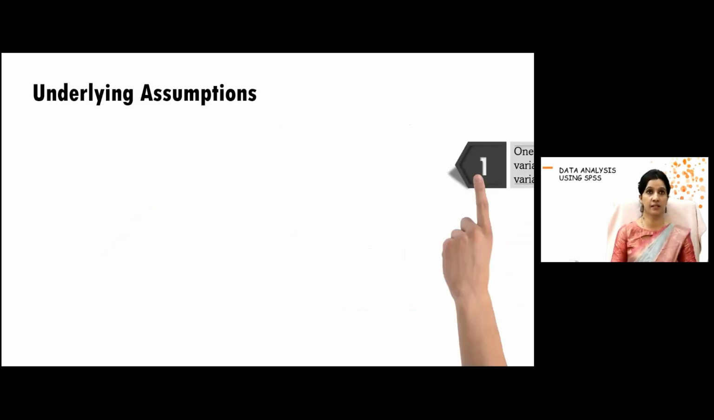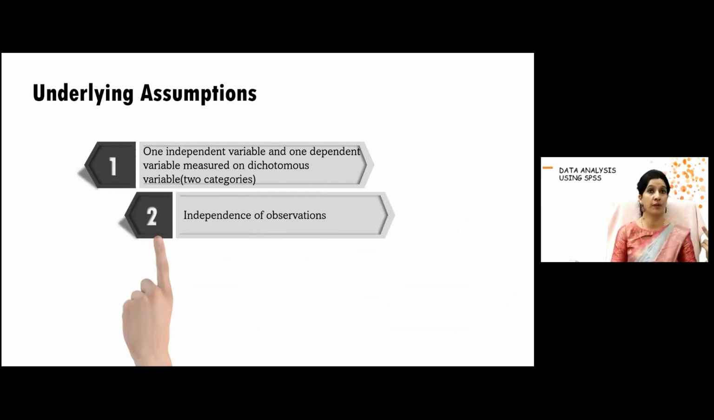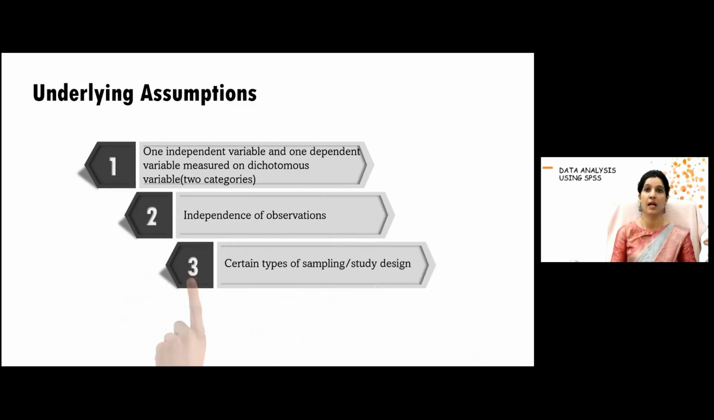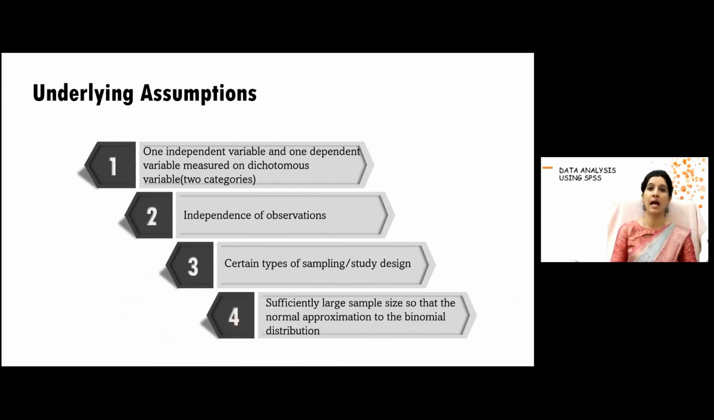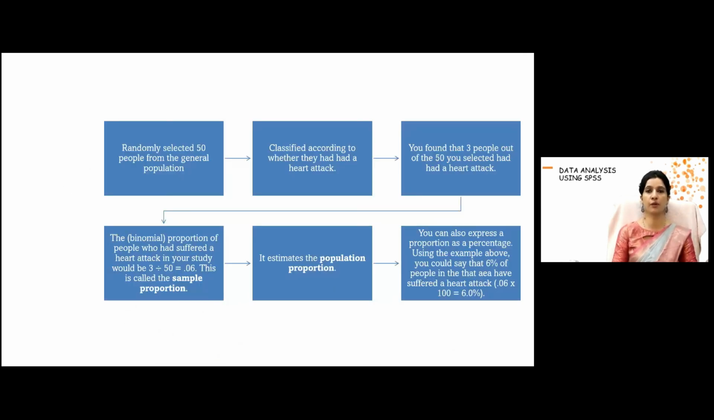So what are the underlying assumptions? There would be one independent variable and one dependent variable, but both will be measured as dichotomous. So there should be only two categories of both the variables. There should be independence of observation, like we have seen with the chi-square test of association and chi-square test of goodness of fit. It is suitable for the cross-sectional study design, and the minimum sample size is that the cell frequency should be more than or equal to 5 in each cell of the table. So that is the chi-square test of homogeneity.